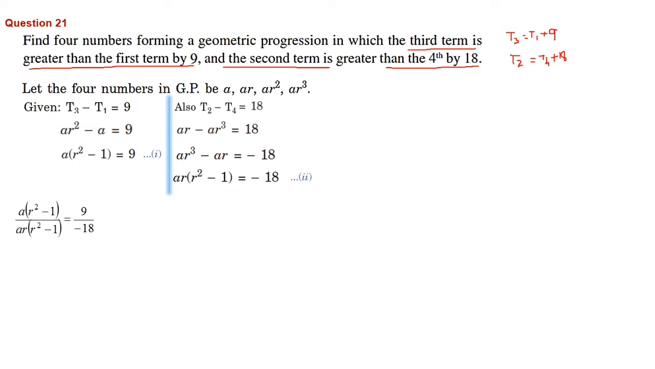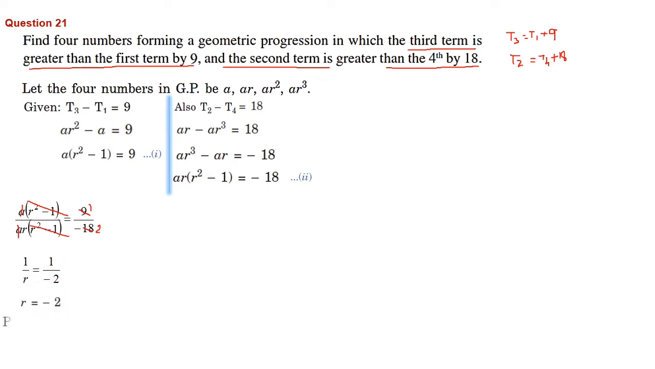Then we can divide 2 by 1. A into R square minus 1 divided by AR into R square minus 1 equals 9 divided by minus 18. When we check the common terms in the numerator and denominator, A is common, so we can cancel it. R square minus 1 we can also cancel. Then 9 and 18 also simplify to 1 by 2. So 1 by R equals minus 1 by 2. Then R is equal to minus 2.